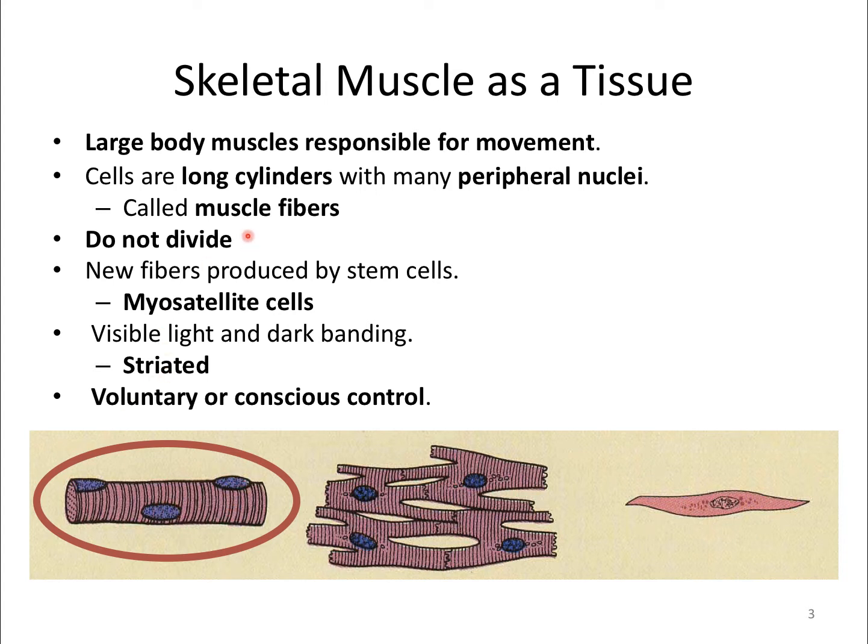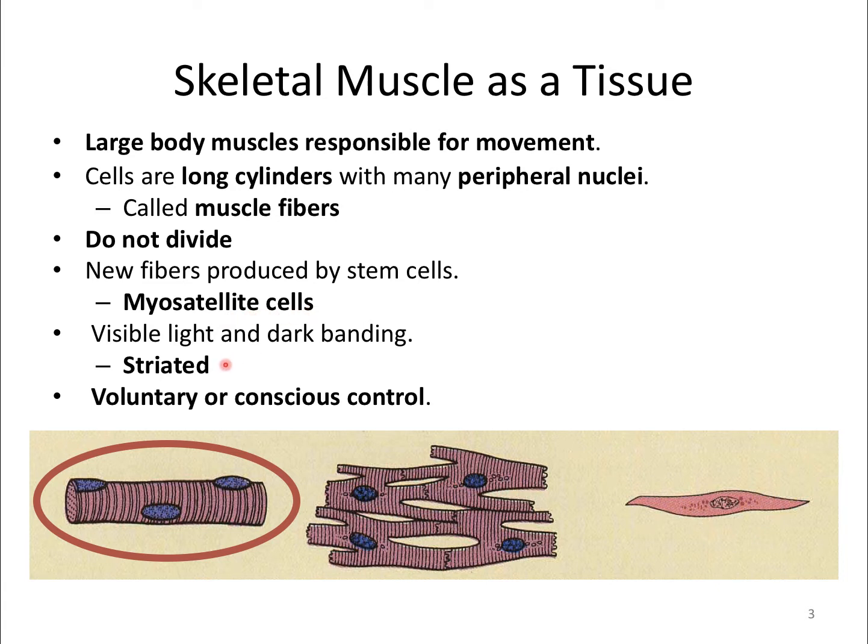These do not divide. So if you are thinking about your workout habits and trying to get muscles to grow, you are performing hypertrophy, which is making existing fibers bigger, not producing new fibers where there weren't any before. You can produce new fibers, but those are produced by stem cells called myosatellite cells. So this prefix here, myo, means muscle, and satellite means orbiting something else. So myosatellite cells hang out in the neighborhood of muscles and differentiate into new muscle fibers when appropriate.